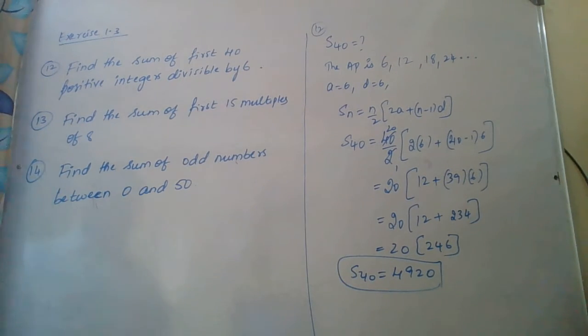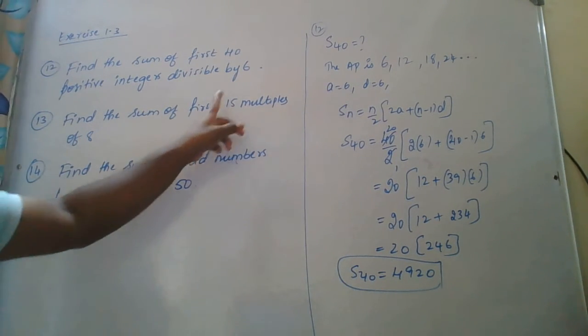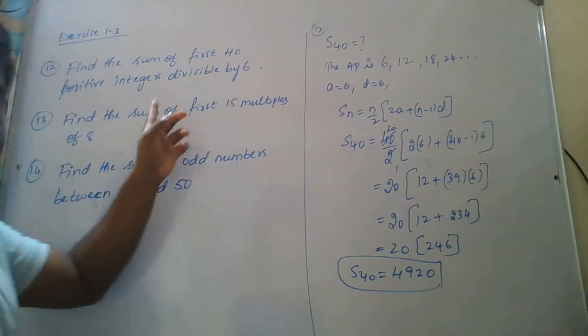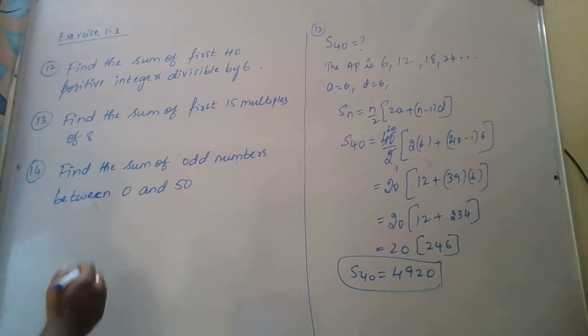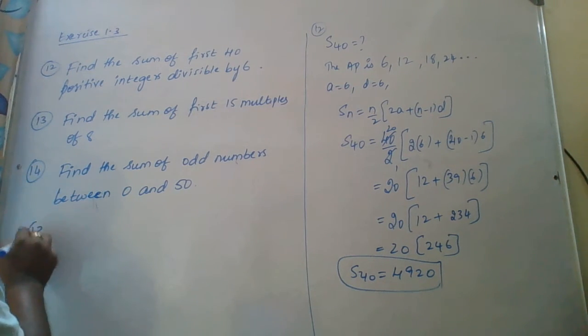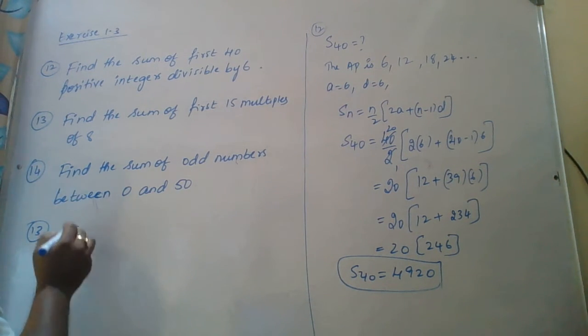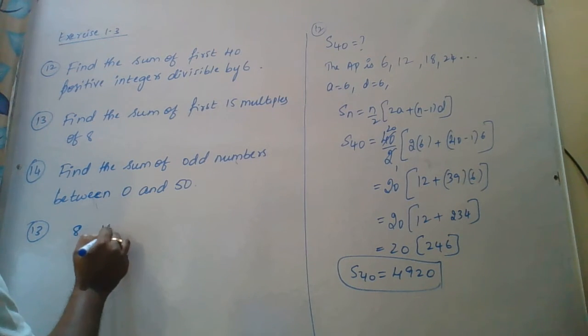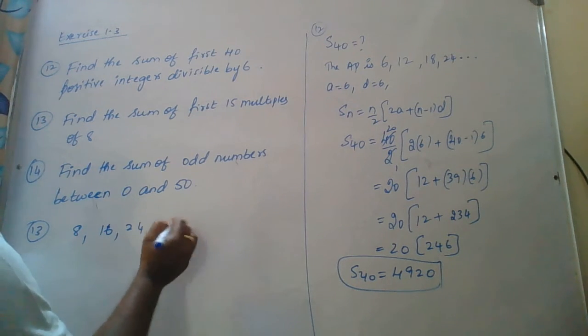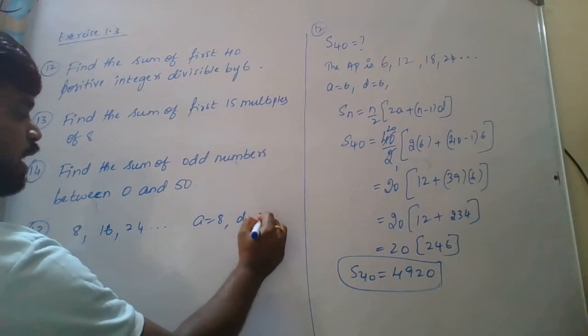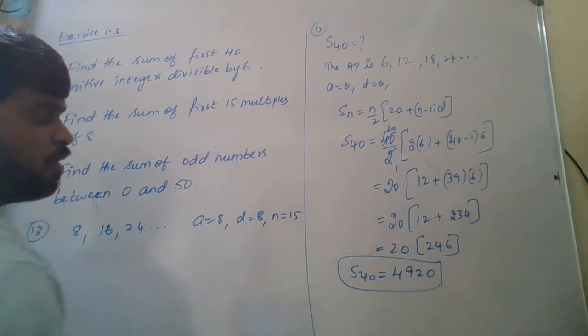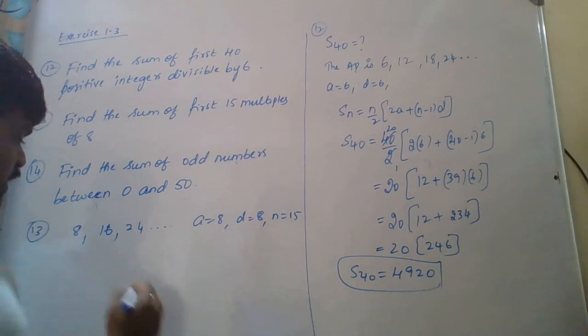Okay. Similarly, the next one: find the sum of the first 15 multiples of 8, meaning we have to find S15. The same formula. Let me do it here itself. Multiples of 8: 8 ones are 8, 8 twos are 16, 8 threes are 24 and so on. Here the A value is 8, the D value is also 8, and the N value is 15, because you need to find S15, isn't it?